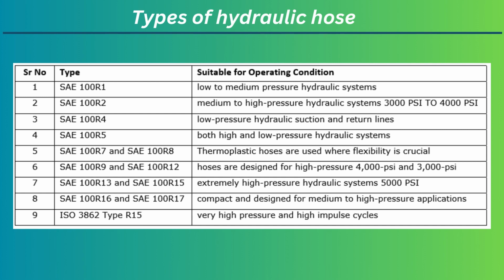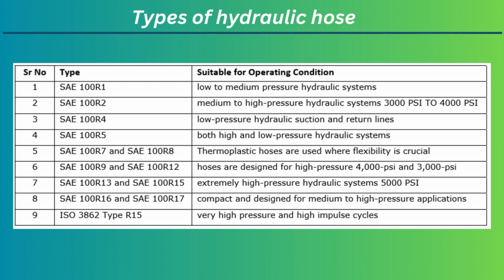Suitable for thermoplastic hoses, used where flexibility is crucial. 6. Type. SAE 100R9 and SAE 100R12. Suitable for hoses designed for high pressure, 4000 psi and 3000 psi. 7. Type. SAE 100R13 and SAE 100R15. Suitable for extremely high pressure hydraulic systems, 5000 psi.